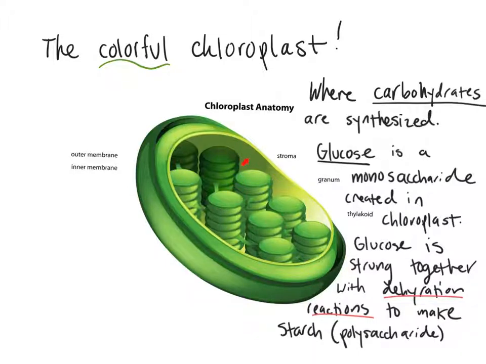The stroma is hard to see because it's a clear gel. The thylakoids, which are these stacks that almost look like stacks of green quarters, are where the light reactions happen. And the stroma, the gel, is where the dark reactions happen, which we're going to get into in a different video. So just know that the thylakoids are where your light reactions occur, and your stroma is where those dark reactions are going to happen.